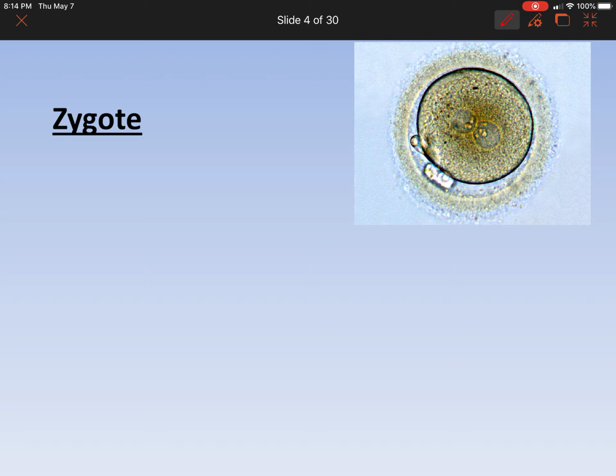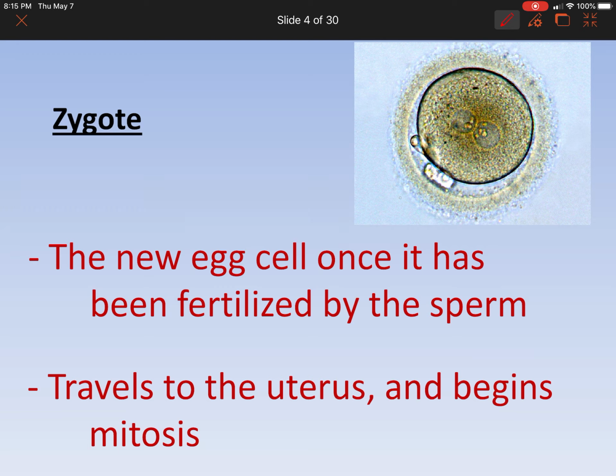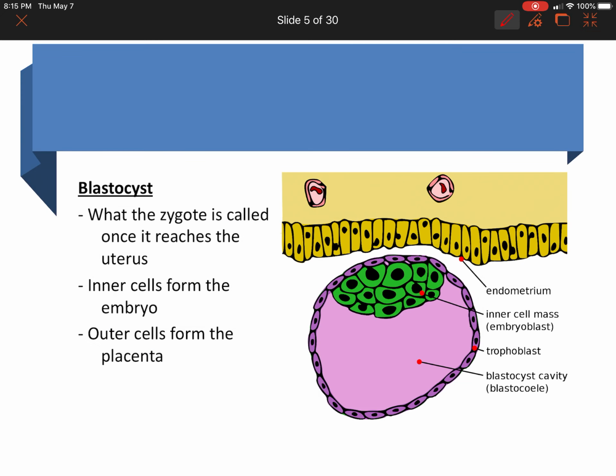Okay, so we start off with the zygote after fertilization. This is the new egg cell once it has been fertilized by the sperm. So you can copy that one down in your notes. It travels to the uterus and begins mitosis. Once it's fertilized, we call it a zygote, and then it starts its journey to the uterus, where it's going to undergo mitosis and start replicating to become a baby.